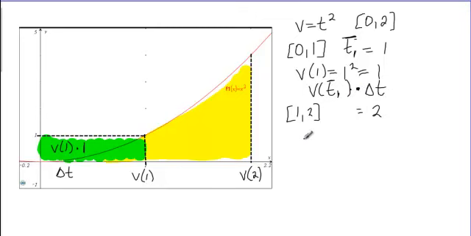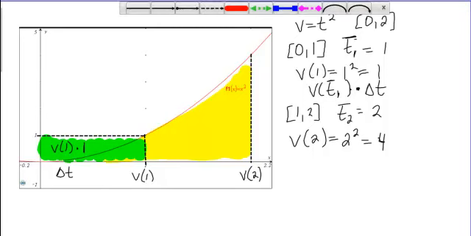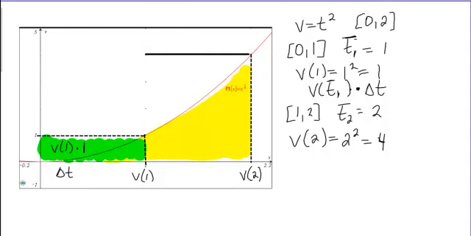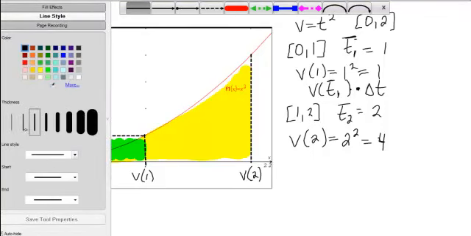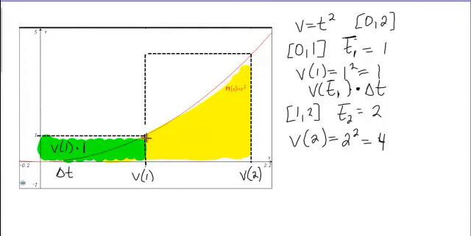So for the second subinterval, the sample point I'm choosing to use is the right endpoint, so that would be t bar sub 2. Then I'm evaluating the velocity at 2, which we know is going to be 4. Let me change that back to the dotted line I need. There we go. And so I'm calculating the area of this rectangle.